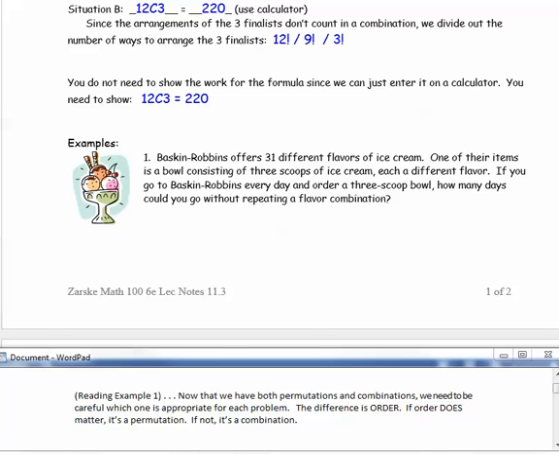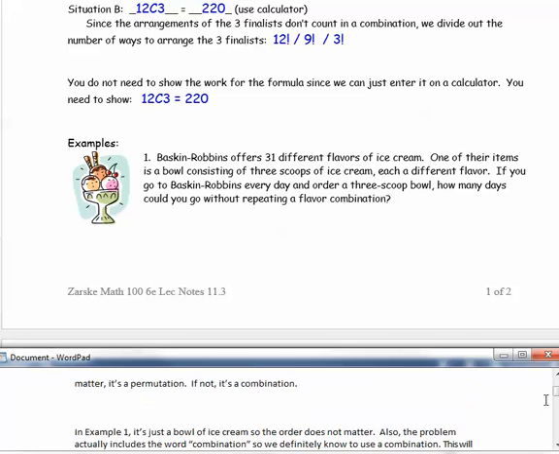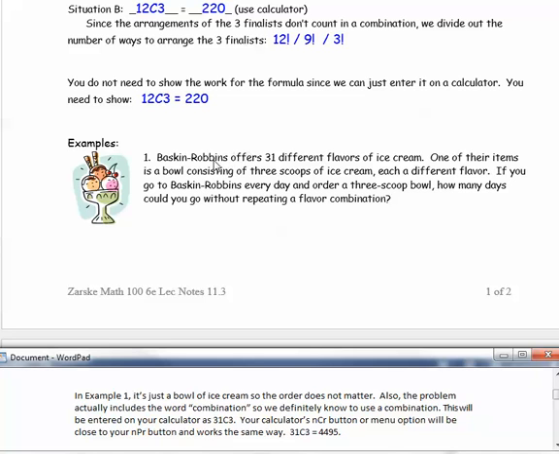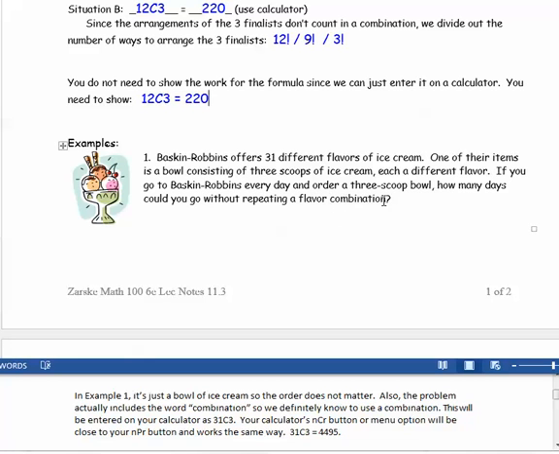Now that we have both permutations and combinations, we need to be careful which one is appropriate for each problem. The difference is order. If order does matter, it's a permutation. If not, it's a combination. In example 1, it's just a bowl of ice cream, so the order does not matter. Also, the problem actually uses the word combination, and so we definitely know to use a combination.